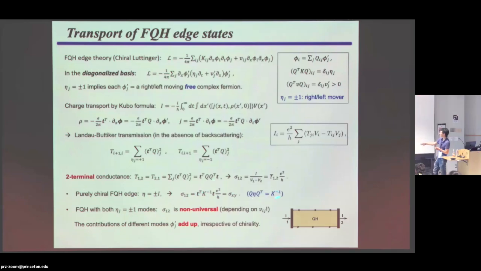That's because in general, the K matrix is related to Q by this relation, if you follow the derivation here. If eta is just the identity matrix, then QQ^T becomes K inverse. And K inverse is a universal matrix determined just by the topological information and independent of the edge potential. So in conclusion, if you have both right movers and left movers on the edge states, in general, the naive calculation from the Landauer-Büttiker formula will give you a non-universal sigma 1,2. Basically, every mode's contribution adds up.